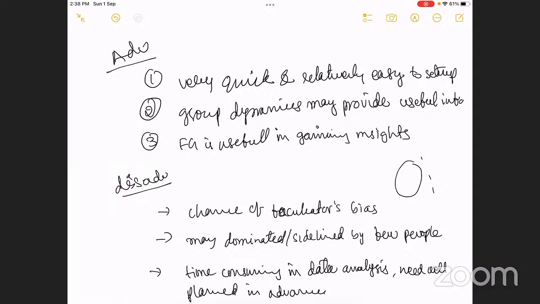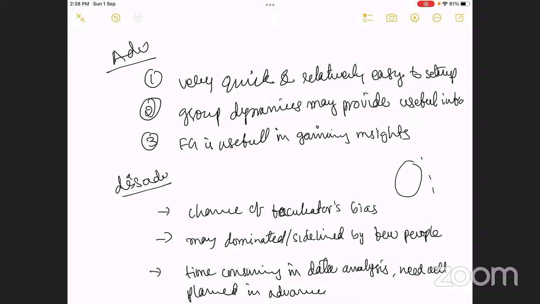And to organize this focus group may take a lot of time. To convince the people to gather into one room, and to start the discussion, it may be time consuming, right?